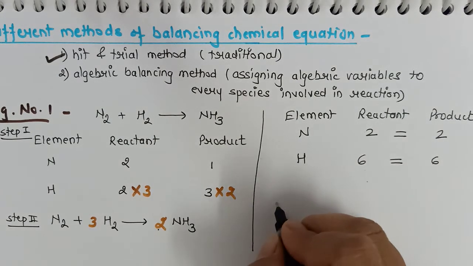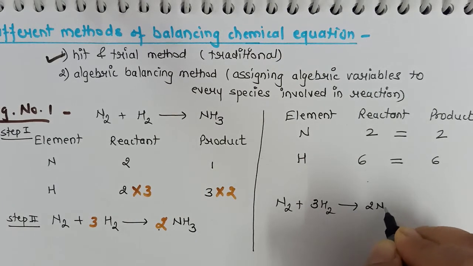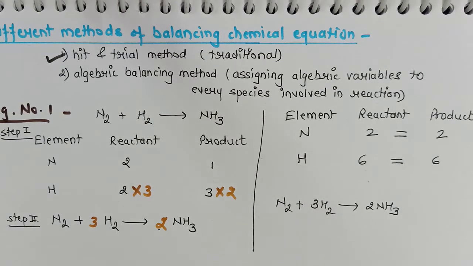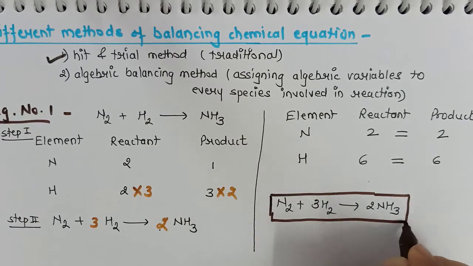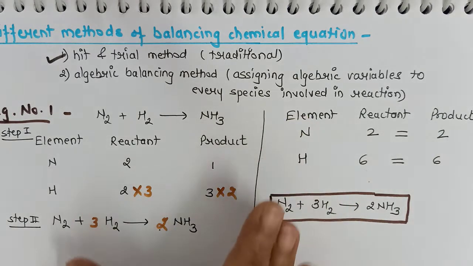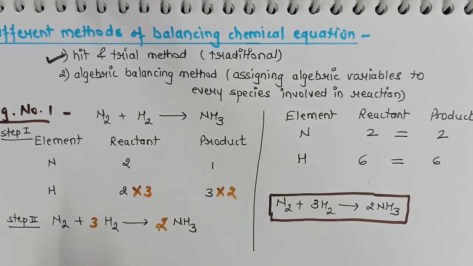Therefore we will say that N2 plus 3 hydrogen giving 2 ammonia is a balanced chemical equation. But you will follow this pattern only when the question is asking for a detailed elaborative explanation. If the detailed elaborative explanation is not asked, then we can do it in just one step. Remember, in the final answer, the number of all the species involved in the chemical reaction must be equal on the reactant as well as the product side.